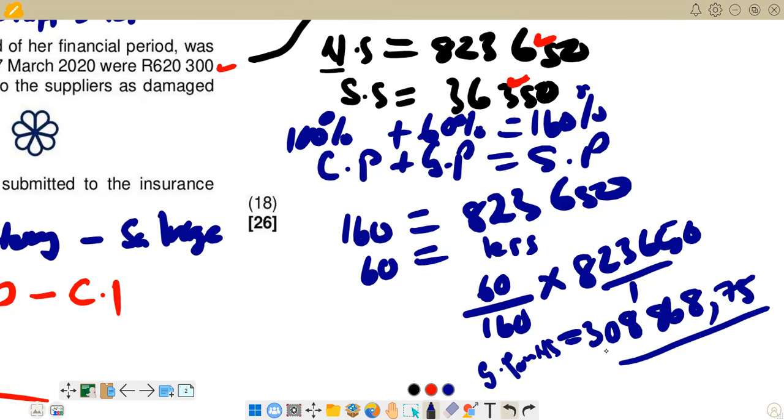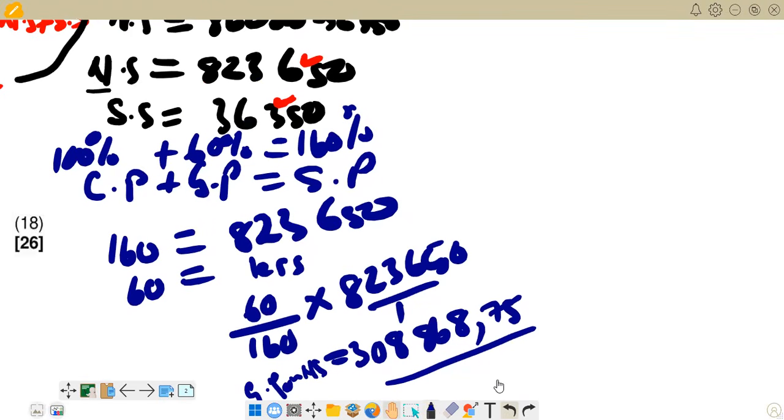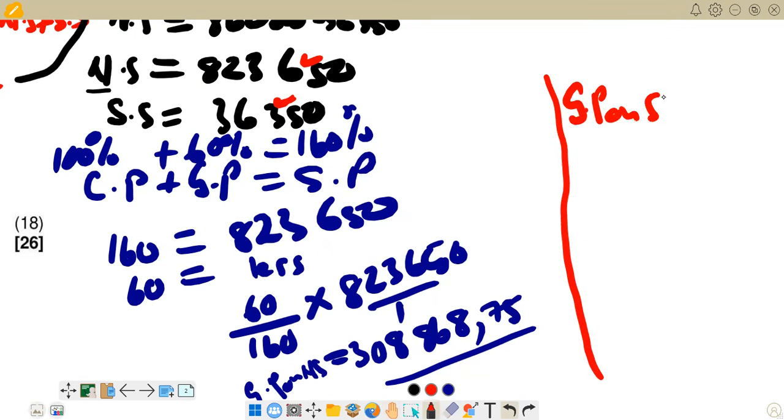Then we can also find the gross profit on staff sales now. So now we want to find gross profit on staff sales. We also use proportion. We are saying 160 is equal to the figure for staff sales. Let's just check that figure there.